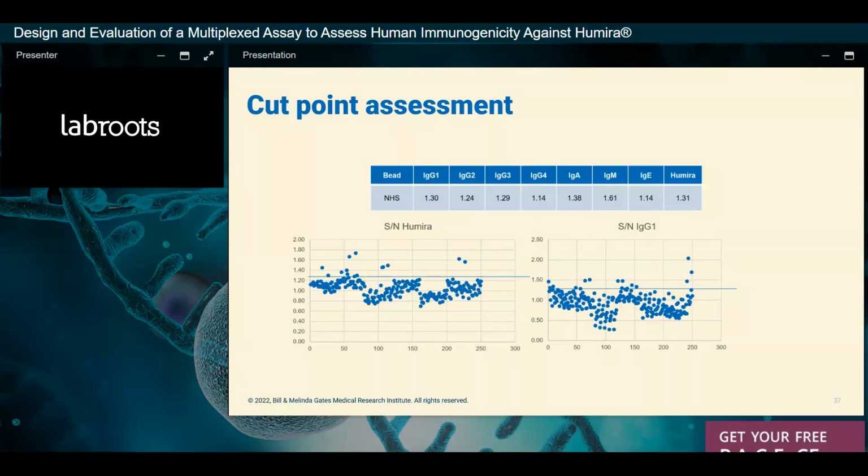We did it for all of the bead sets, all of the isotyping bead sets. I just showed you one here for the IgG1. You can see what that cut point looks like visually, so that anything at or above this cut point would represent a positive value.